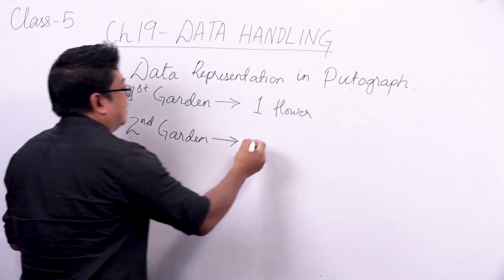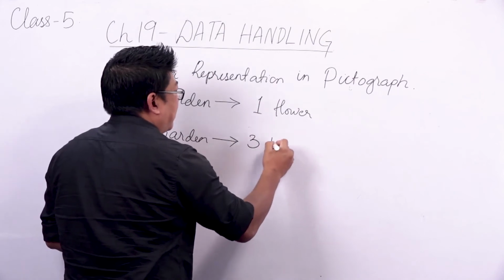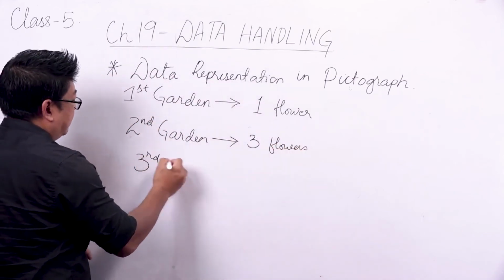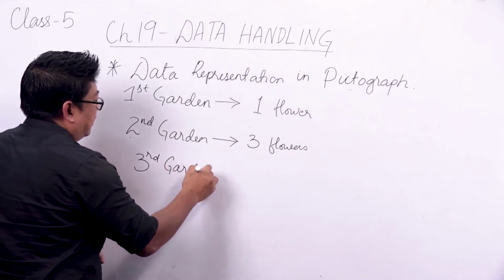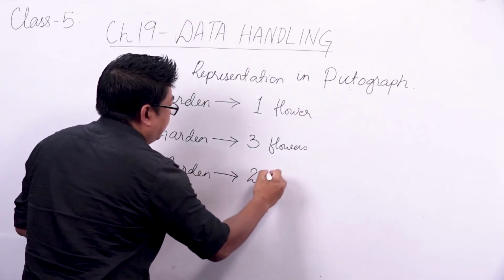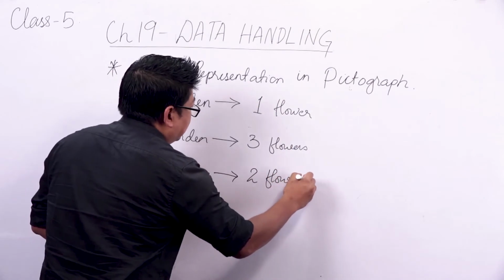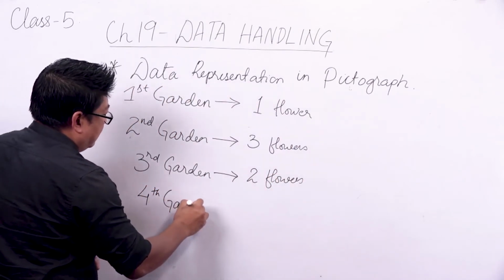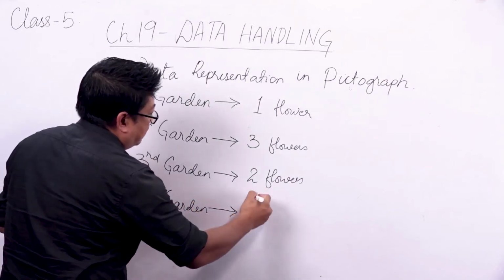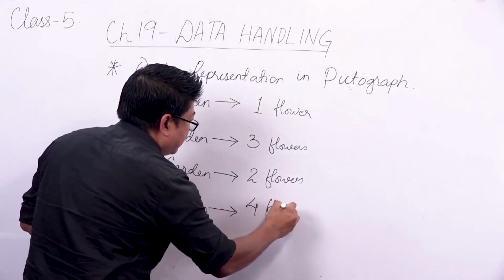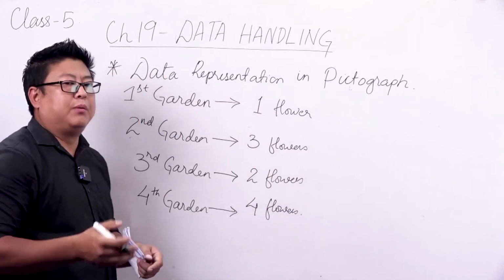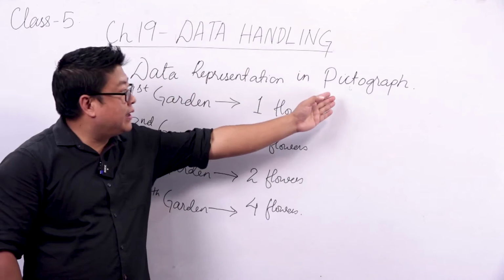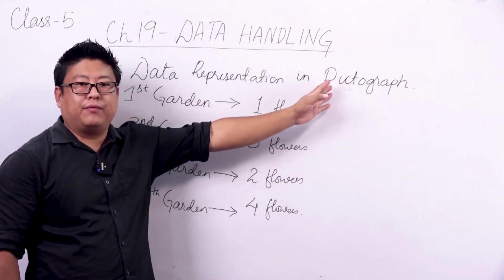In the second garden she got only 3 flowers. In the third garden, let's assume she got 2 flowers. And in the fourth garden, let's say she got 4 flowers. Now, the question will be, represent this data in a pictograph, okay?